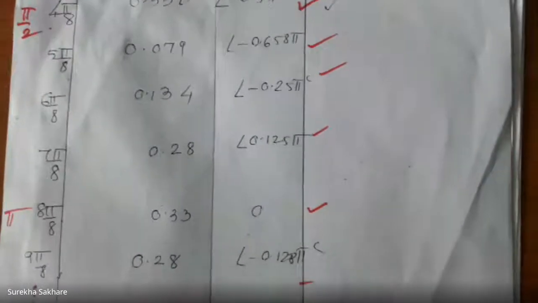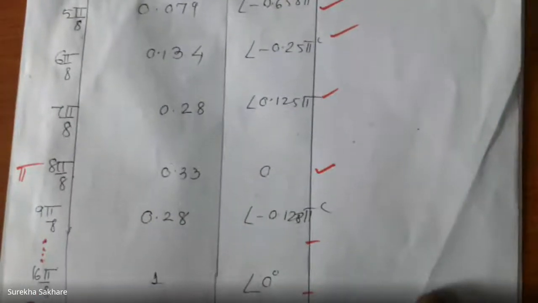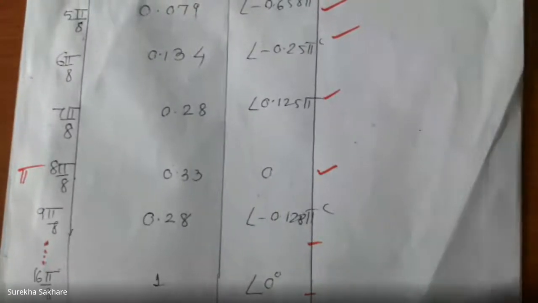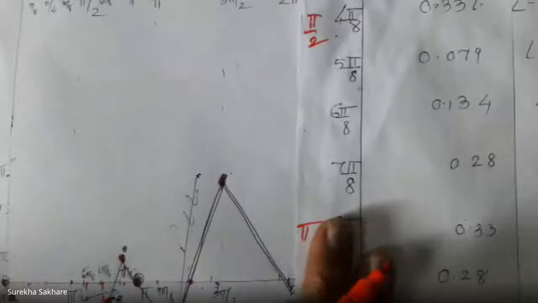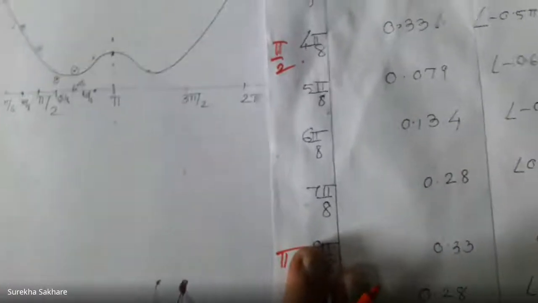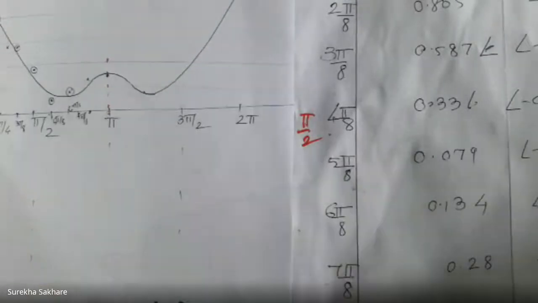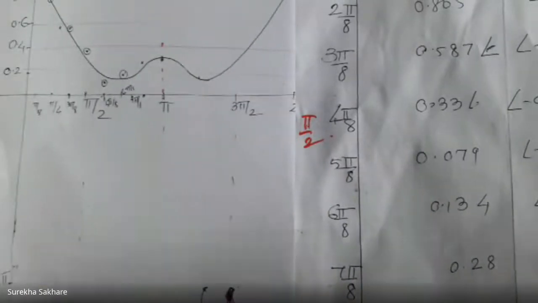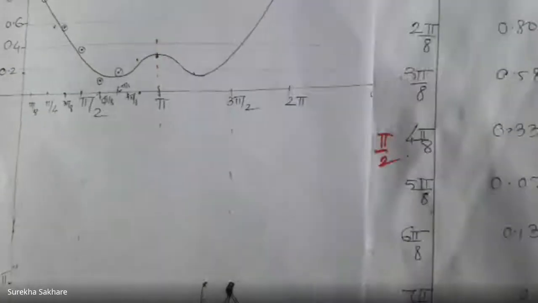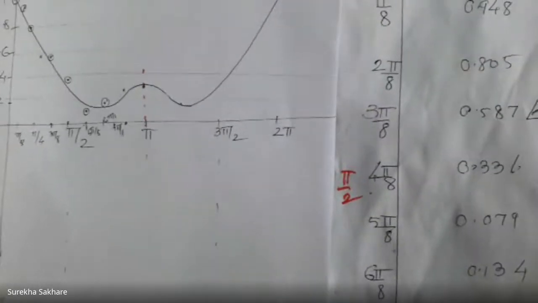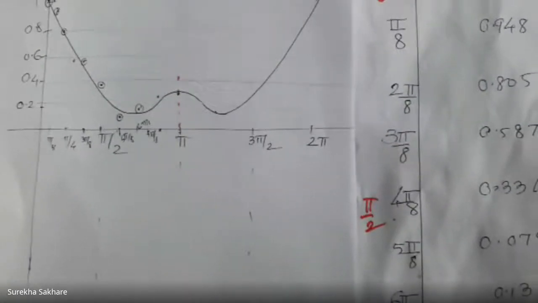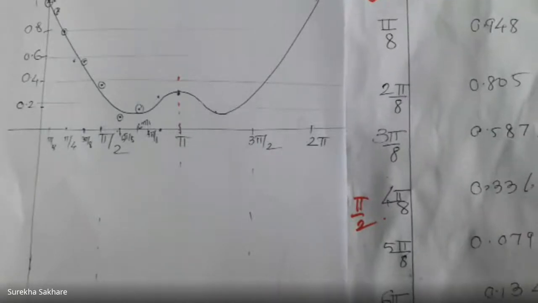I'm shifting this. Now I'll keep them aside, guys. Now I have drawn two things, the magnitude as well as the phase spectrum. First we will see the magnitude.